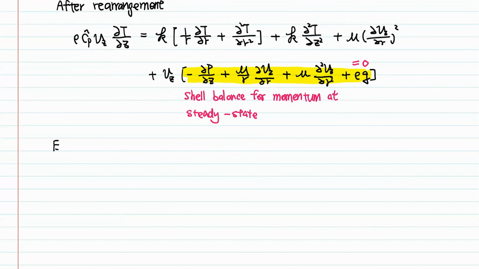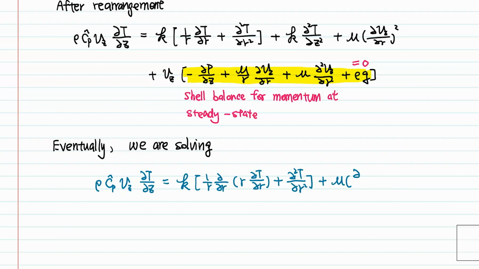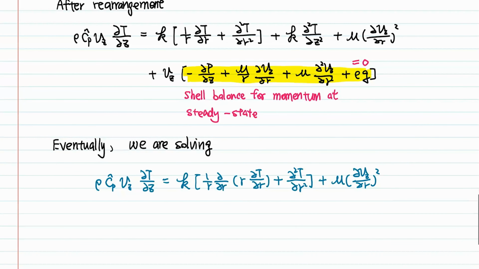So eventually, we are solving rho CP VZ partial T partial Z equals to K times 1 over R partial R (R partial T partial R) plus partial square T partial R square, plus mu (partial VZ partial R) square.